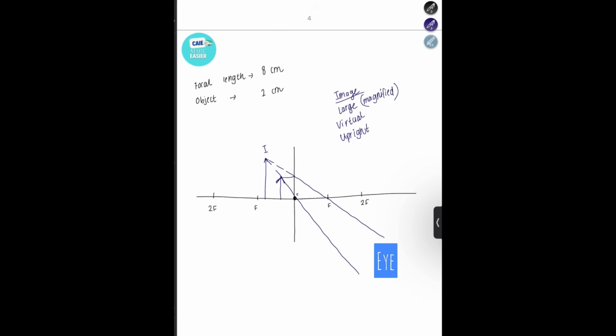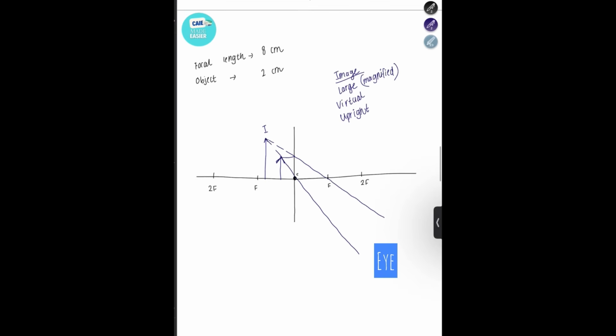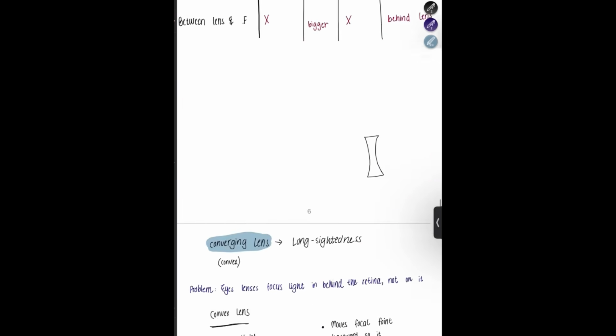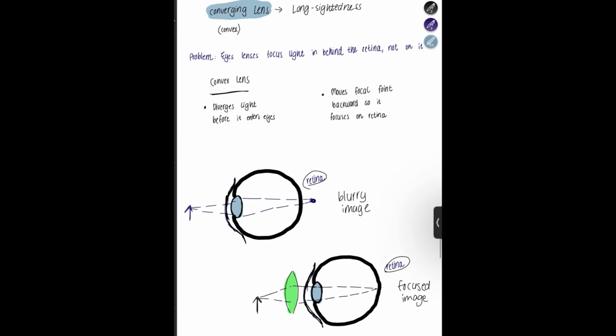Another point to note is that you have to position your eye in this place to be able to view that magnified image, okay? So over here I have summarized the rules that you need to know about where the image is formed, whether it's real or not, what's the size. If you want, you can take a screenshot and it's going to help you.